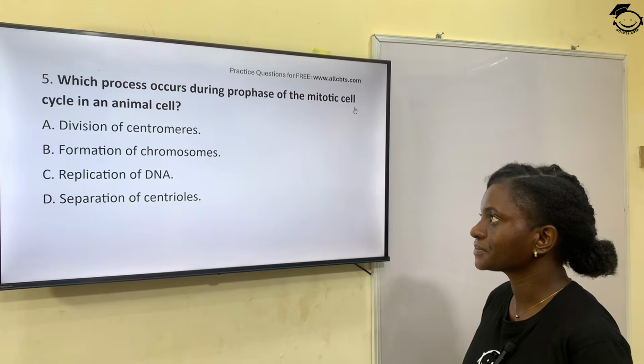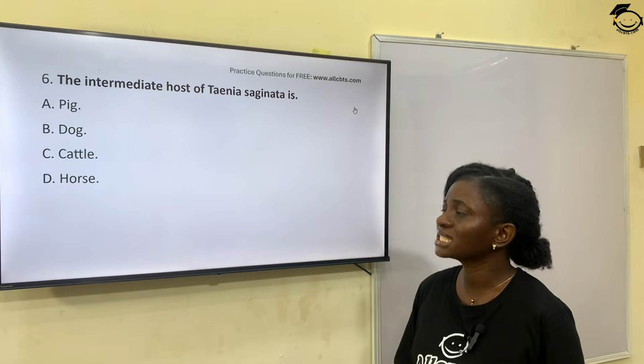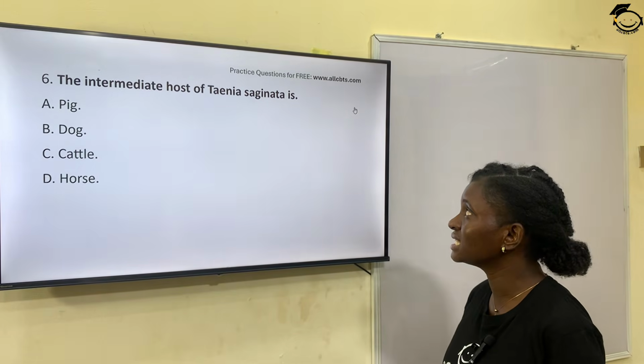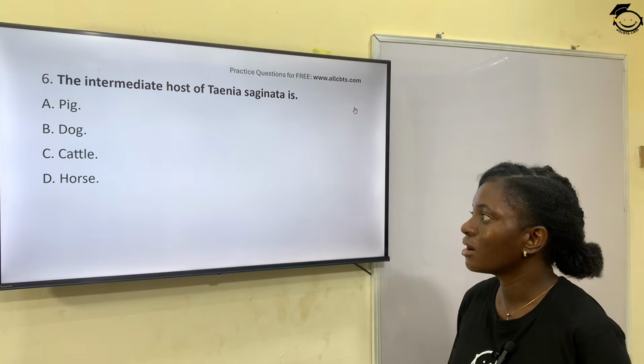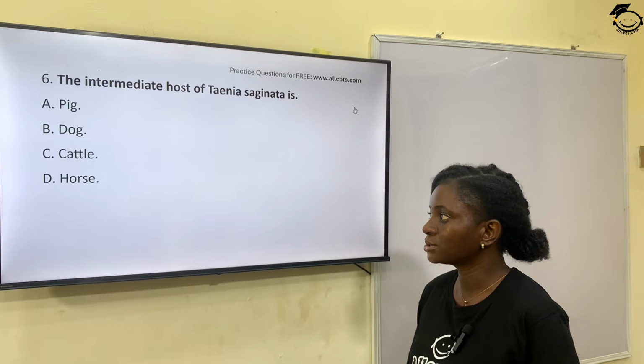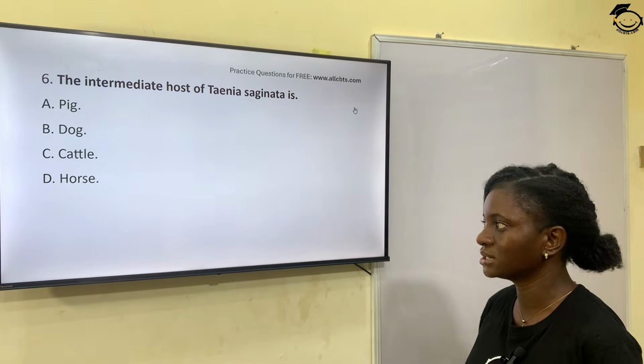Question 6. The intermediate host of Taenia saginata is A. Pig, option B. Dog, option C. Cattle, and option D. Horse.